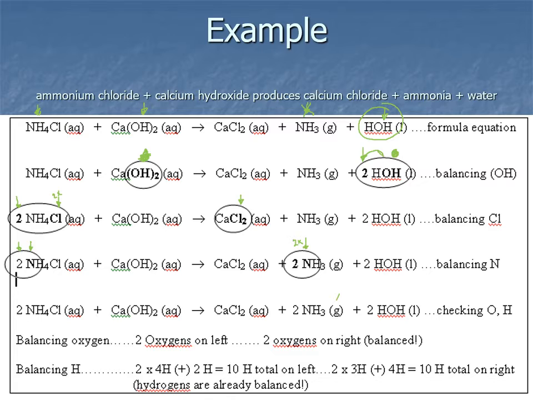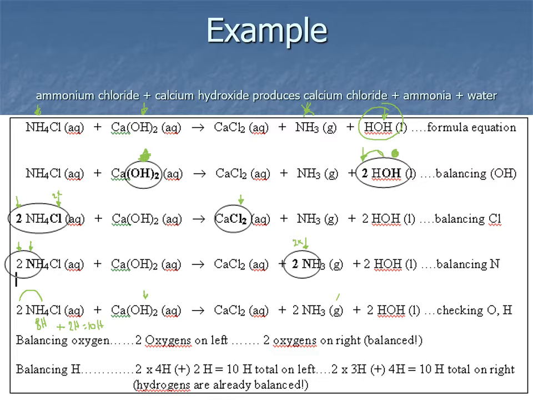All right, so where can I go from there? Well, let's check the oxygens and hydrogens. So coming over to here, I have 2 times 4 hydrogens, and so that's 8 hydrogens. And I would add that to the hydroxides over here, because I do have to keep track of them all, so I have 2 over here, so plus 2 more hydrogens. That equals 10 hydrogens total on the left.